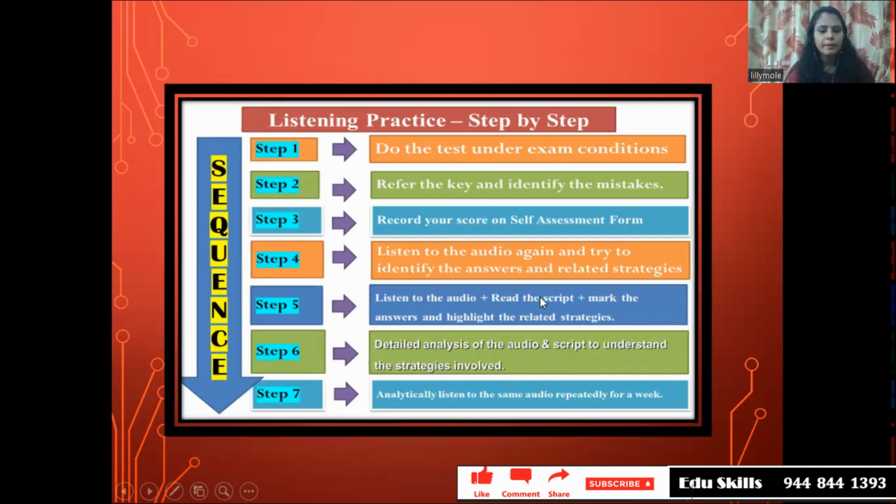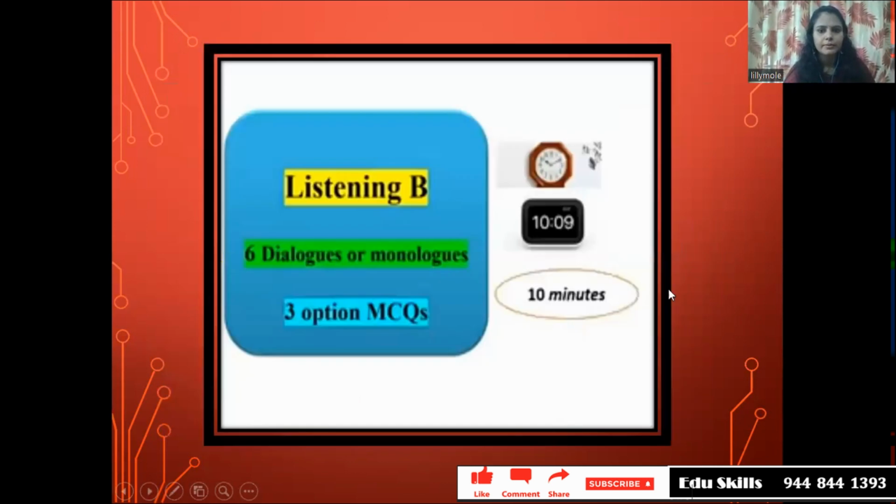This is applicable not only for Part B, but for listening Part A, Part B, and Part C. If we are doing listening, do these steps. So do the smart work, not the hard work. Of course, you need hard work, but do it smartly. Am I clear? Yes, sister. Okay.